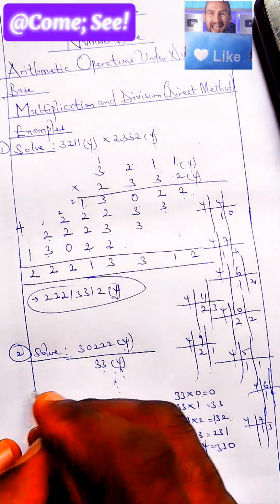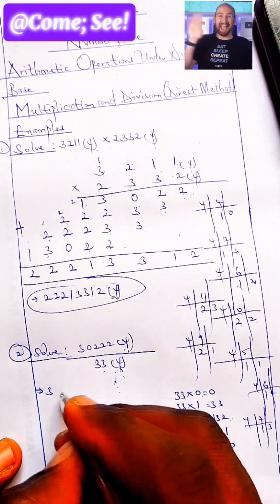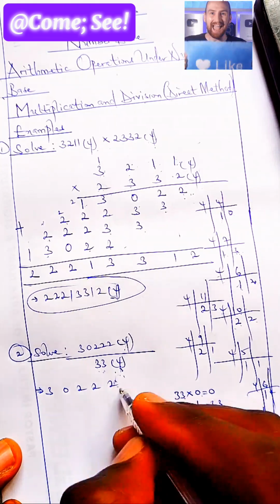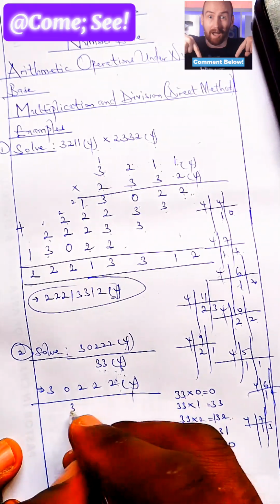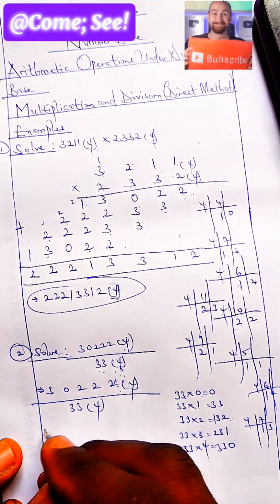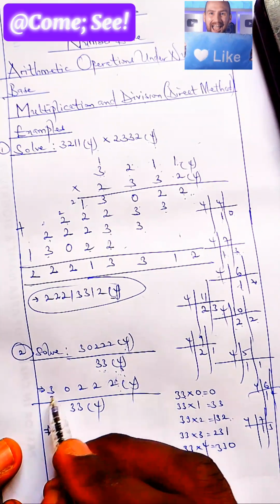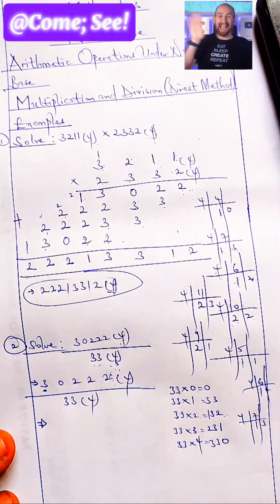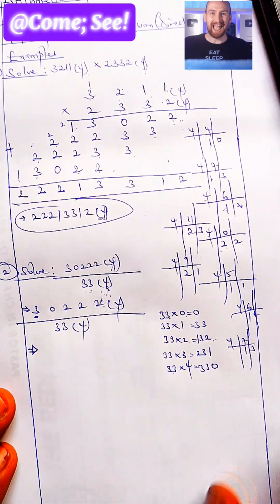So now let's divide. We're going to be dividing one after the other. So 30222 base 4 divided by 33 base 4. So we write our answer. The first thing is to bring out this. That's the first thing we bring out. We're going to divide one after the other.